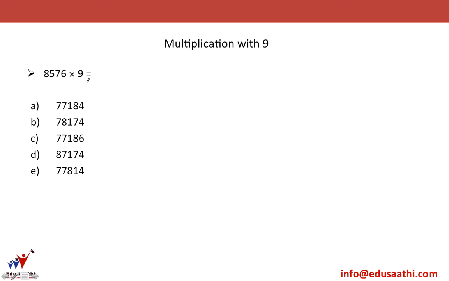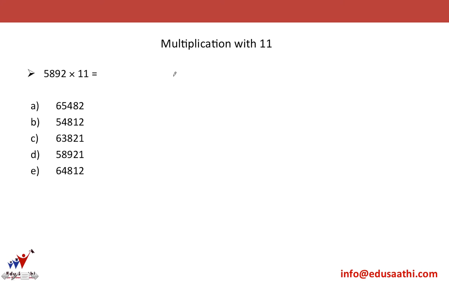Multiplication by 9. Instead of multiplying by 9, what we can do is we can write 8576 multiplied by 10 minus 1. So 10 minus 1 is 9. If you simplify this, I can easily write this as 85760 minus 8576. So instead of multiplying, we can change it into the subtracting operation and you'll get the answer as 77184, which is the A part here. Sorry for this.